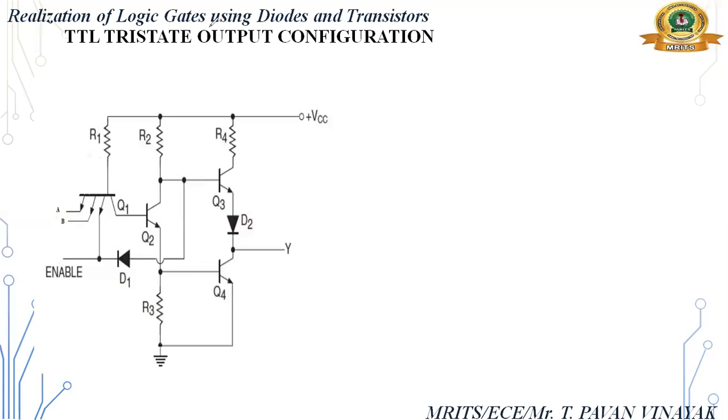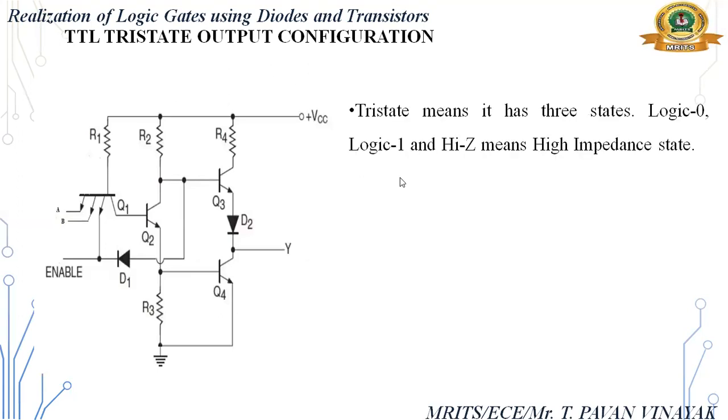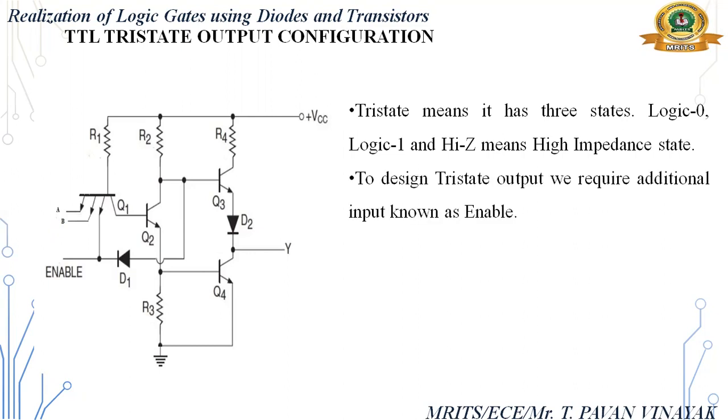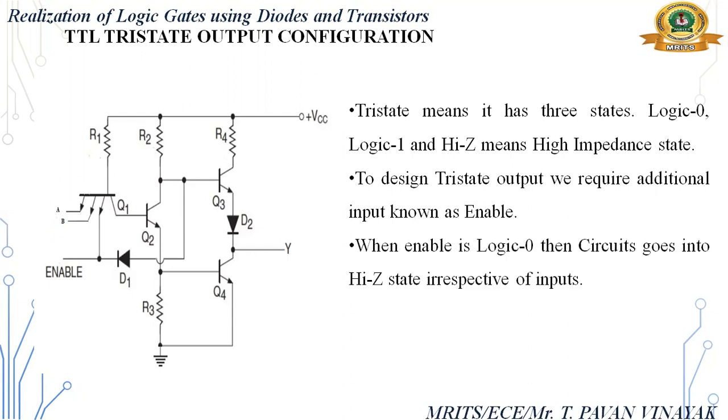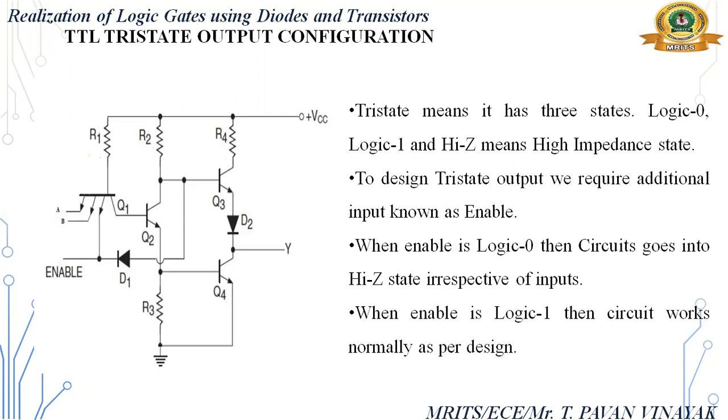This is the tri-state. Tri-state has three states: logic 0, logic 1 and high impedance state. To design tri-state, we require an enable input. Whenever enable is 0, the circuit goes to high impedance state. Otherwise, the circuit will work normally.